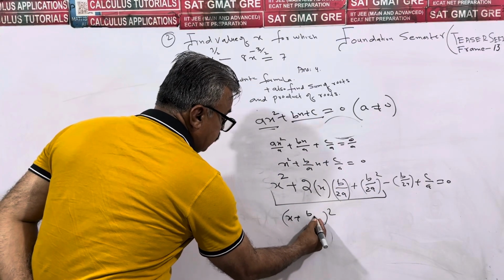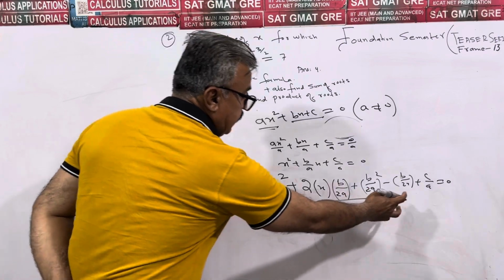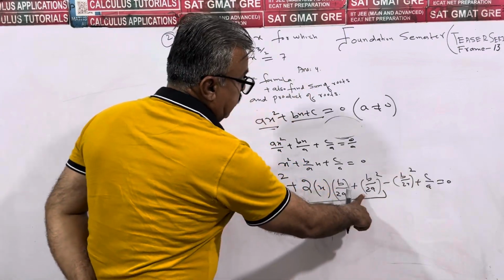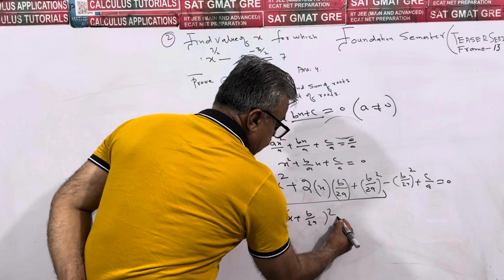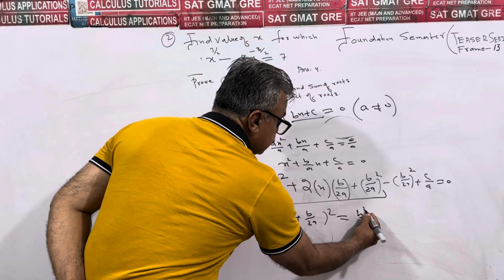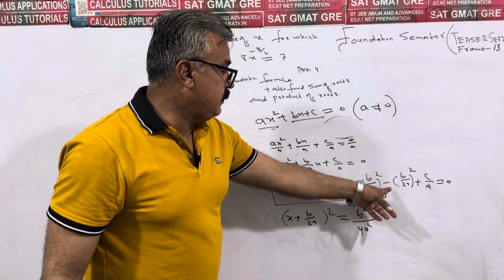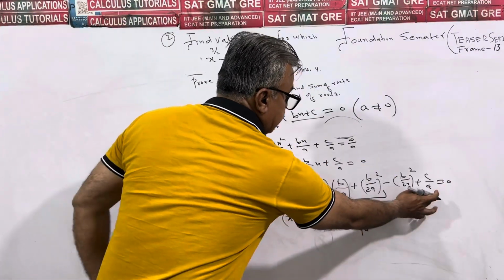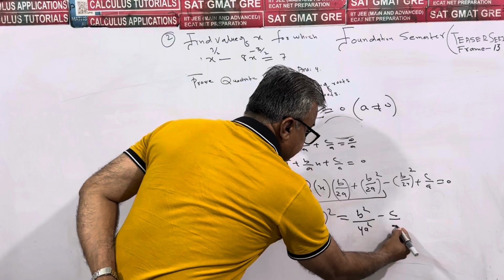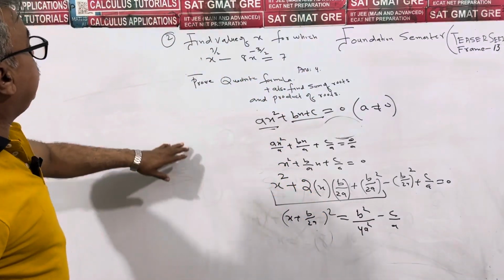x plus b over 2a whole square. Here we have added as well as subtracted. Shift them to the right hand side. It will become b squared over 4a squared. They turn positive on the right hand side, minus c over a. Okay.